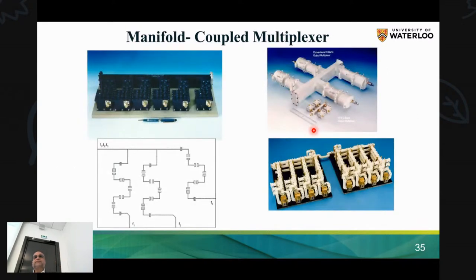Examples of that, you can see for the manifold coupled multiplexers: here is the manifold, and here are the filters. In this case, dual band. Here is another version. We use six channels. The spacing between the channels is very critical, the spacing between the channels and from the manifold to the channel. And here is another one with quite a large number of channels. If you make it in microstrip, you will see it's again just a manifold. So those manifold coupled multiplexers are very popular, and they are very interesting to design.